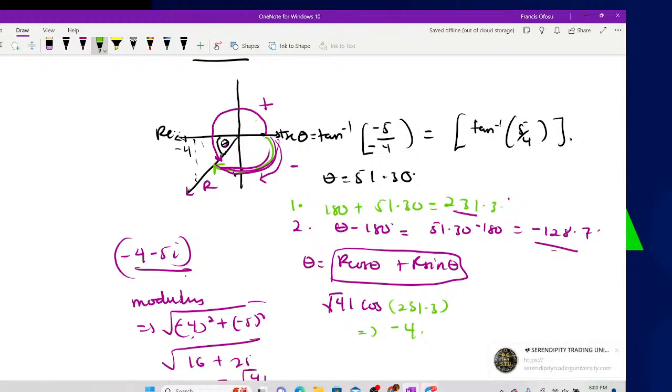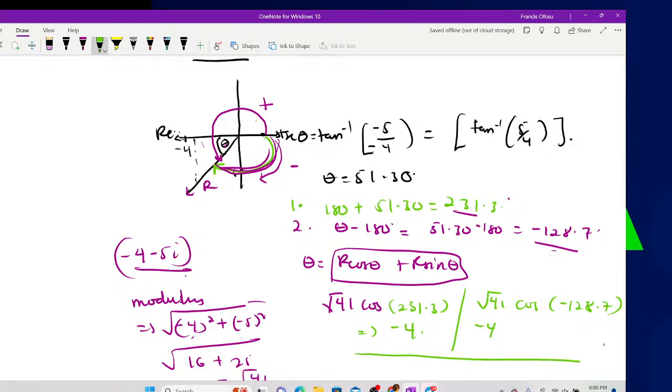Now, assuming I'm using the angle -128.7, which is the second convention, I'm going to have square root of 41 cosine of -128.7, right? So once I have this expression, let's put that into the calculator. Square root of 41 cosine of -128.7, right? And this will give me -4 as well. And what does this imply? No matter the convention we take, we are still going to have the same solution.